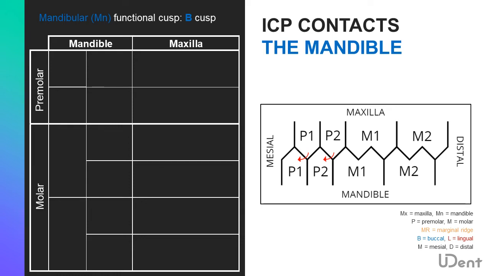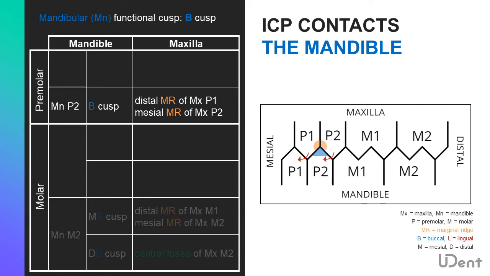Let's take a look at the second premolar and the second molar of the mandible as examples. For the second premolars, the buccal cusp makes a contact with the distal marginal ridge of the first maxillary premolar and another contact with the mesial marginal ridge of the second maxillary premolar.